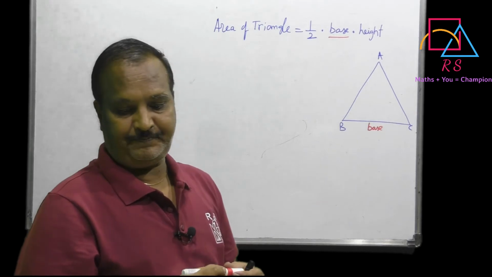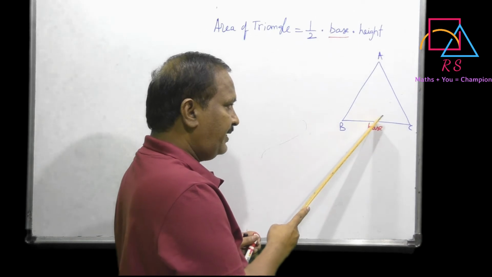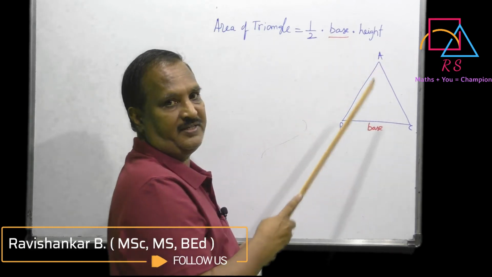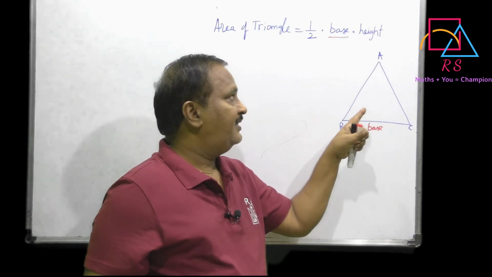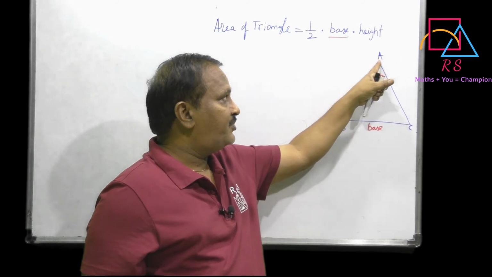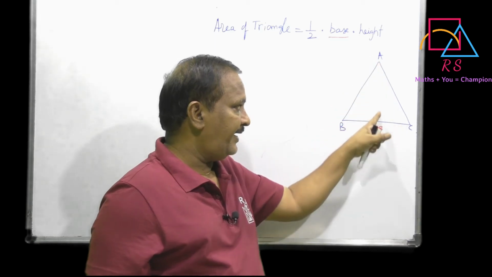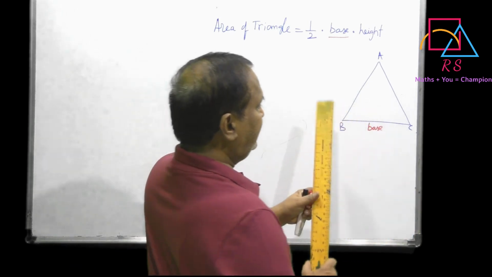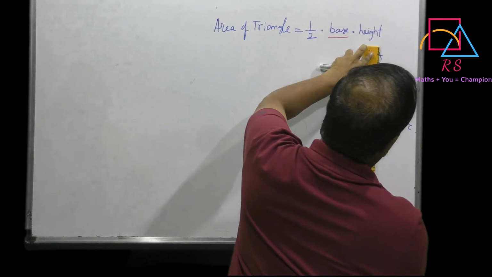Then what is height? Height is something, this is the base, you take the opposite vertex, the highest point. In every figure, there will be some highest point. So this highest point is A. From this, if you draw a perpendicular line to the base, then that perpendicular line we call the height. Now very simple, here I will draw a perpendicular line from A.